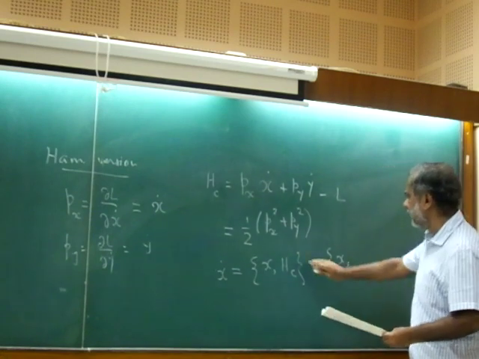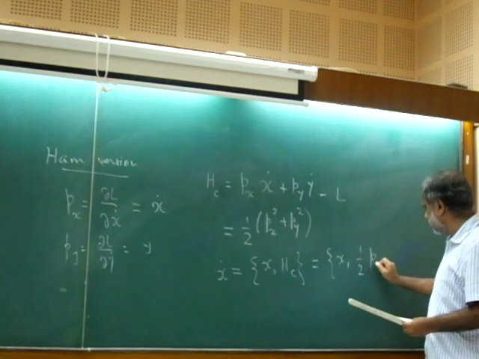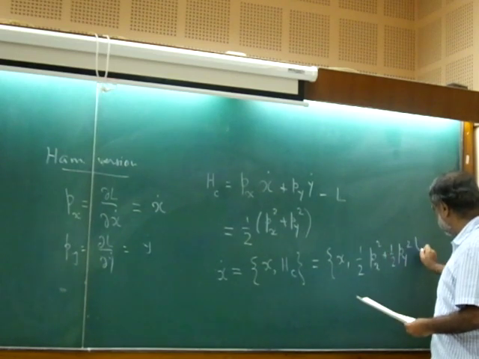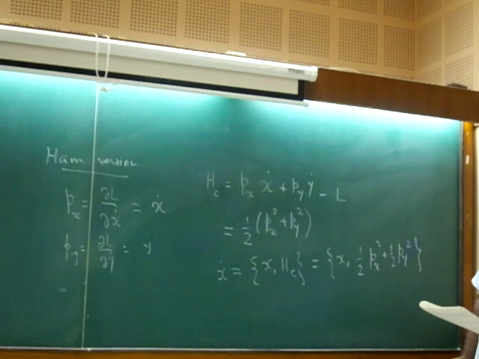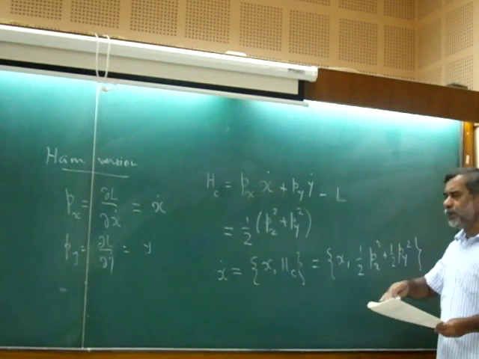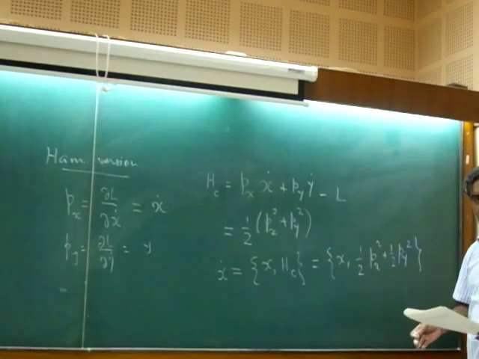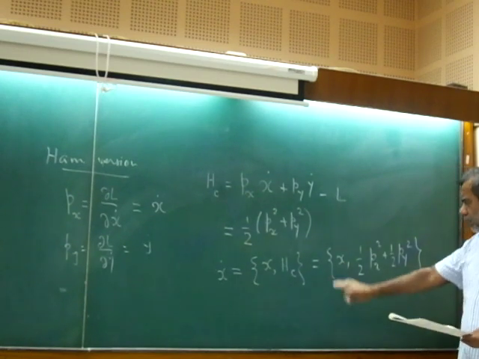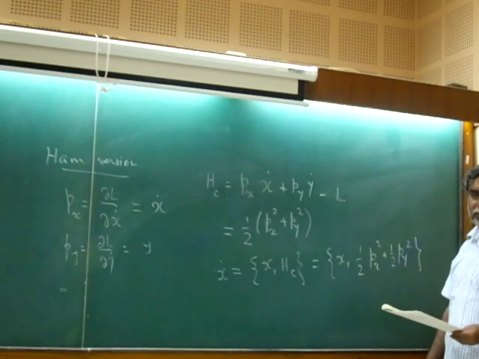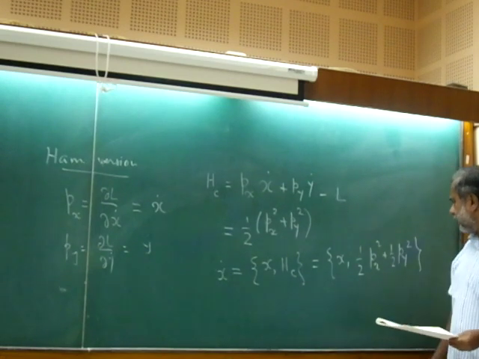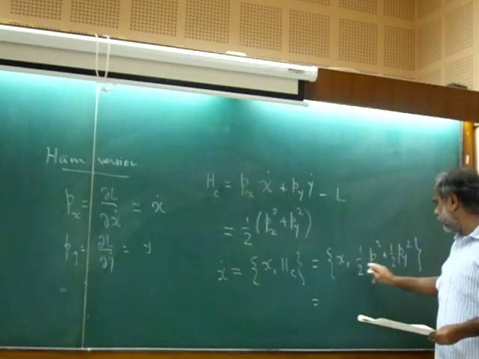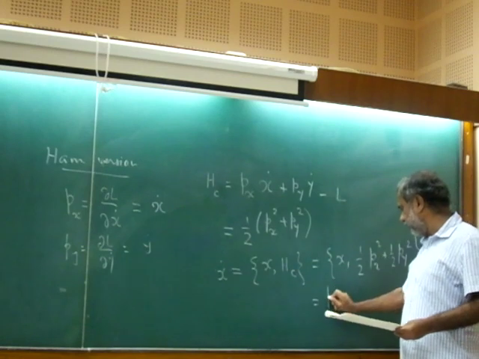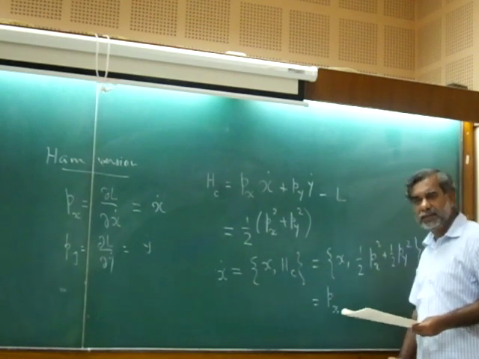Well, what is Hc? Hc is just this. And now you use the basic algebra. What is the basic algebra? x with x is 0, px with px is 0, x with px is what? Just 1. Okay? We are doing everything classically. There is no quantum as such. I'm doing it with Poisson brackets. So if x with px is just 1, you can simply read this off that this will be what? This will be px.